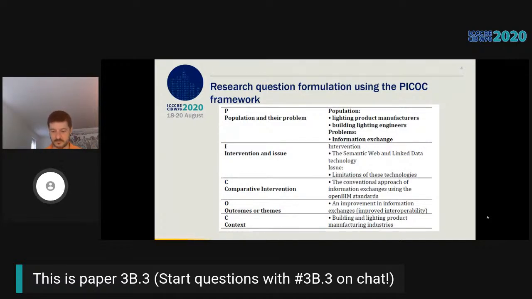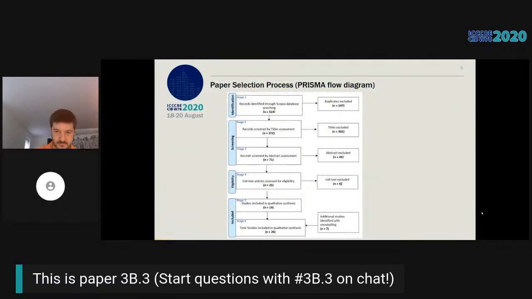We formulated the research question using the PICOC framework, which stands for Population, Intervention, Comparative Intervention, Outcomes, and Context, which also guided the important components to be included in the review, such as comparing the semantic web technologies with the existing technologies. To identify relevant papers, a systematic search was conducted, and using the PRISMA flow diagram, papers that are relevant to the study were selected, and 26 papers were included for the review, and the results are presented from here on.